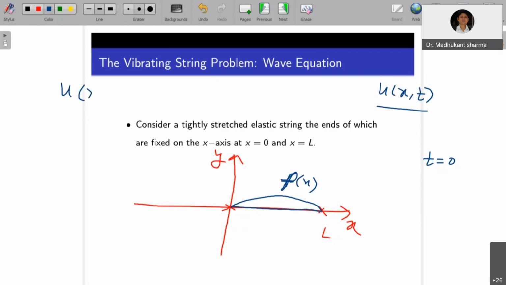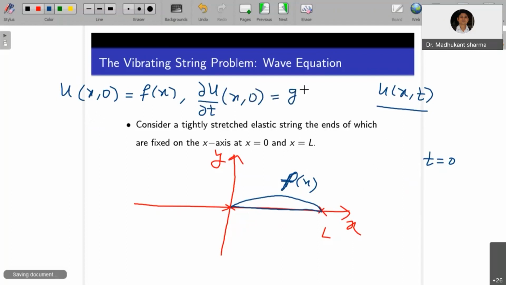So what is given is that initially the position is f of x, and you are leaving it with the velocity g of x. Velocity means rate of change with respect to time, right? So dou u by dou t at x comma 0 is given by g of x, where x is from 0 to L.